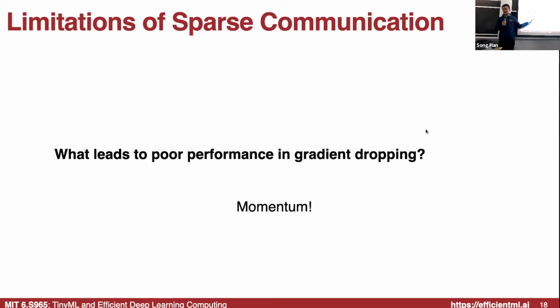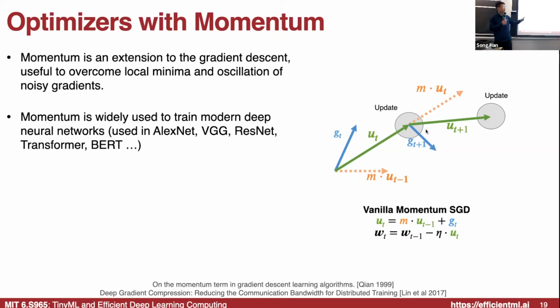But here we want to mention another factor that leads to the poor performance in gradient dropping. Previously we were assuming just standard gradient descent, where the new W is equal to the previous W minus the learning rate times the gradient. But actually, momentum is widely used during training, and the previous method didn't consider the momentum. Momentum is an extension to gradient descent which can overcome the local minimum oscillation of super noisy gradients.